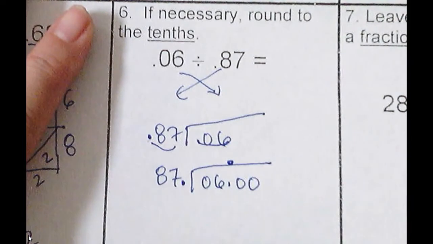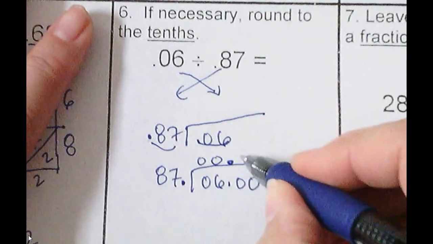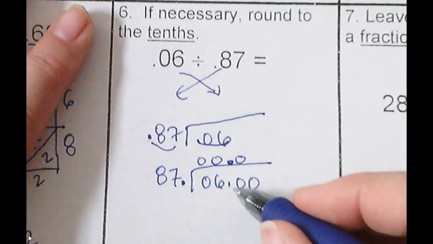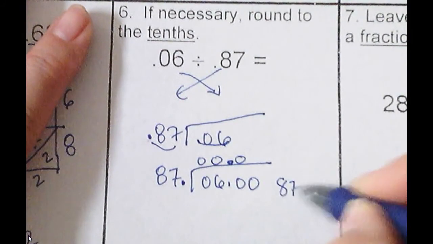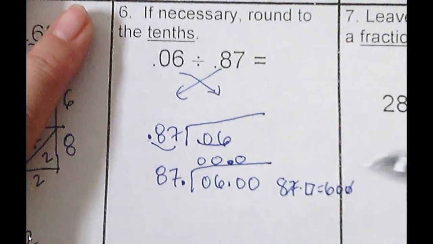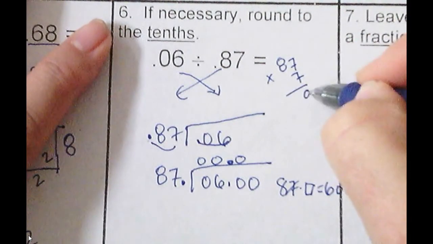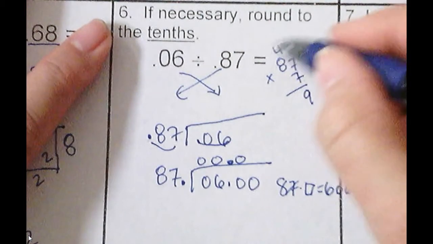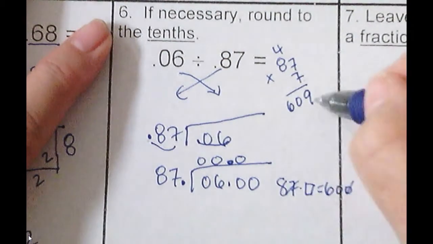I kept the 0, but it wasn't necessary. 87 times what is 0? How about 6? How about 60? It's got to be bigger than this number to begin with. So there's a lot of zeros involved here. 87 times what is 600? I don't know. Well, how about we kill the ones place? 8 times what is 60? Well, 8 times 8 is 64, but that's too big. How about 7? I bet that's too big too. 7 times 7 is 49. 56, 57, 58, 59, 60. 609. And that is just too big.